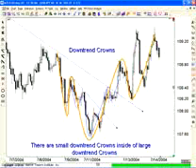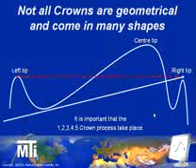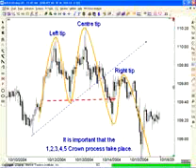A, B, C. Look at this engulfing bullish. Through all this retracement, engulfing bullish, breaking counter downward trend lines. Hopefully, you see how all this is starting to come together? Now, not all crowns are geometrical. We'd like them to be, but they come in all kinds of shapes. Whether they're geometric or they come in all kinds of weird shapes, they still must go through the 1, 2, 3, 4, 5 crown process.